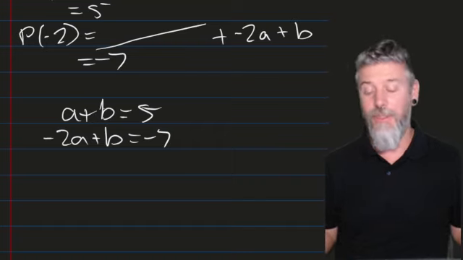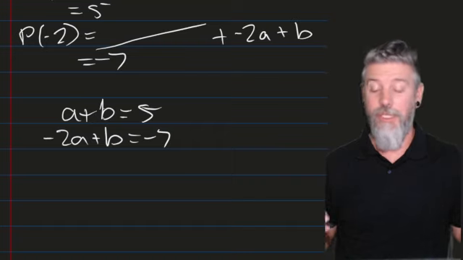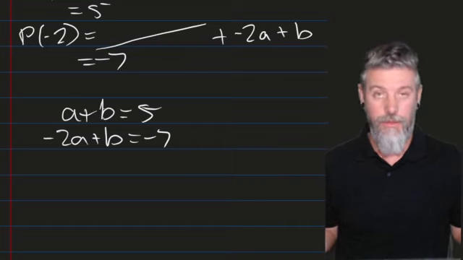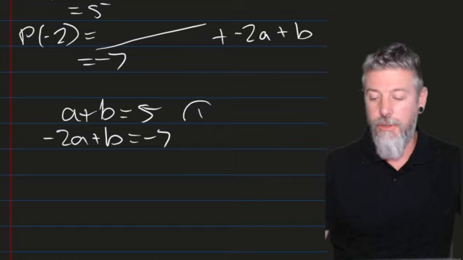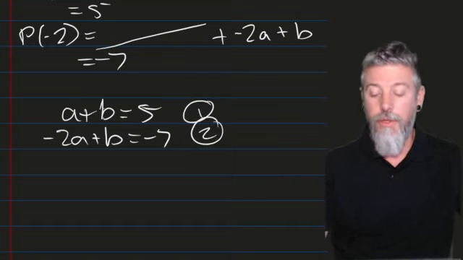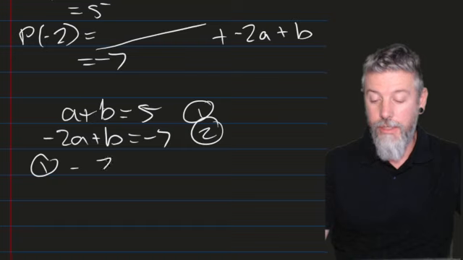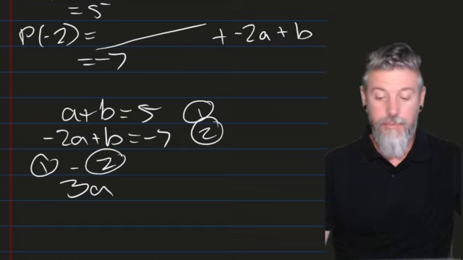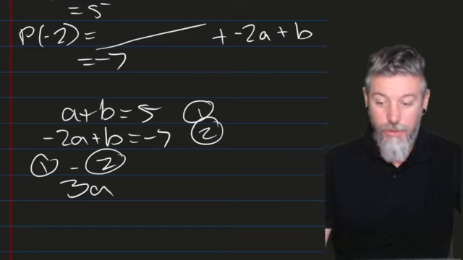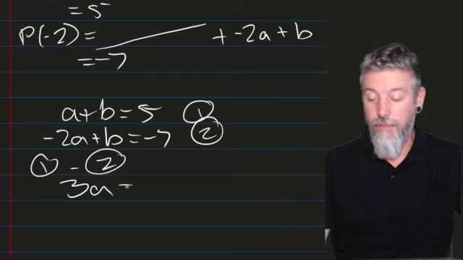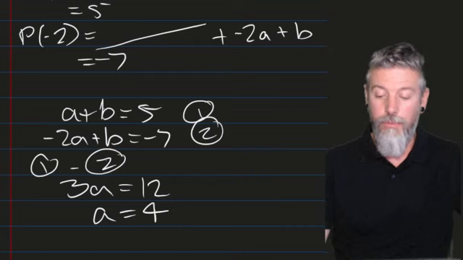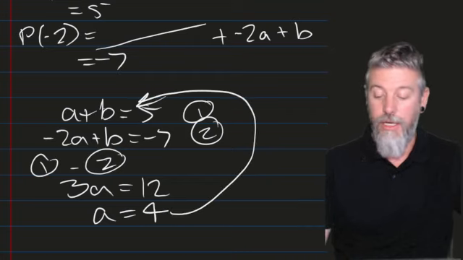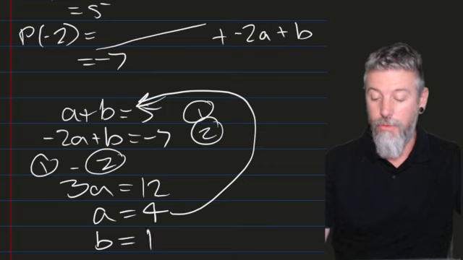Because if you look at these two, the elimination method is just an immediate way to the solution. So if this was an equation 1 and this was an equation 2, then we could just do equation 1 minus equation 2, and we're going to get a minus negative 2a, so we're going to end up with 3a. b minus b is gone, which is why elimination method was so good, and 5 minus negative 7 is 5 plus 7, which is 12, and a is going to equal 4, and I'm going to put that straight back up into this equation, and I can see that b is equal to 1.